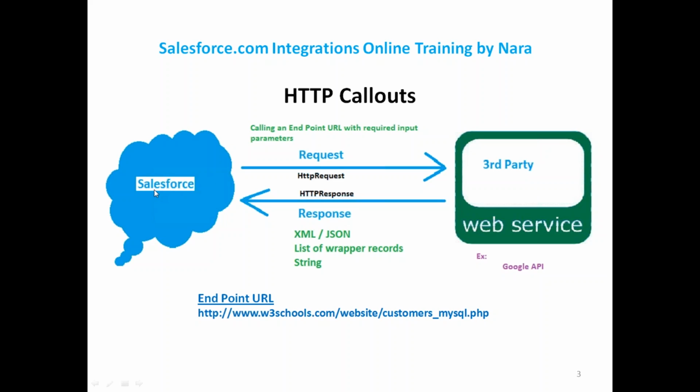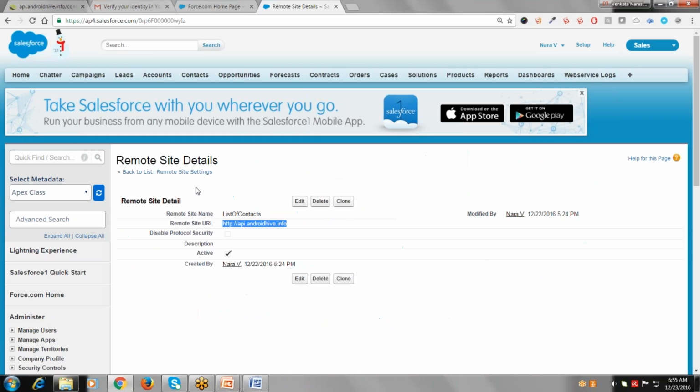Then in the next step, use an HTTP request to send the request to the third party service and use an HTTP response to get the response. So this is the next step. Let's start the coding here. Once you configure the endpoint URL, you can write your code.